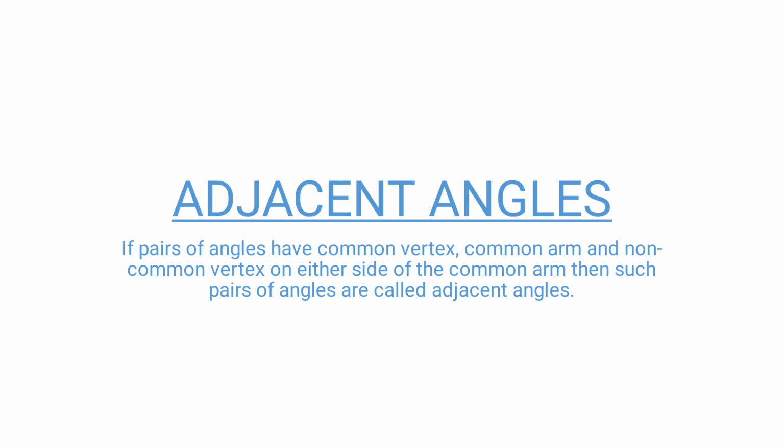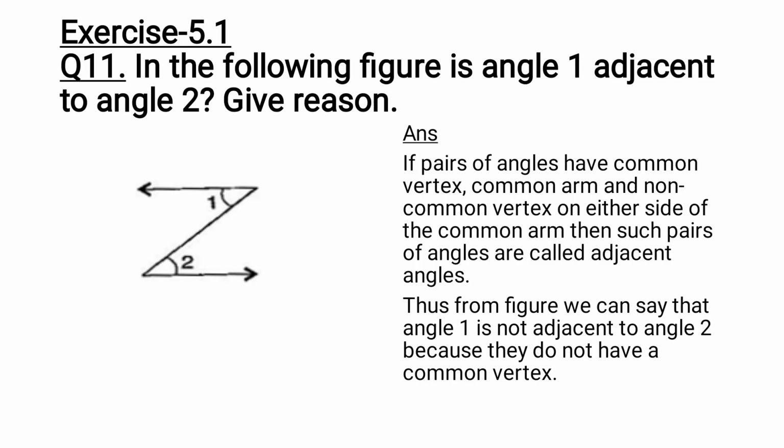Now, let us learn about adjacent angles. What do we mean by adjacent angles? Here, if pairs of angles have a common vertex, a common arm and non-common arms on either side of the common arm, then such pairs of angles are called adjacent angles. So, let us understand it with the help of an example given in exercise 5.1. Question 11. In the following figure, is angle 1 adjacent to angle 2?